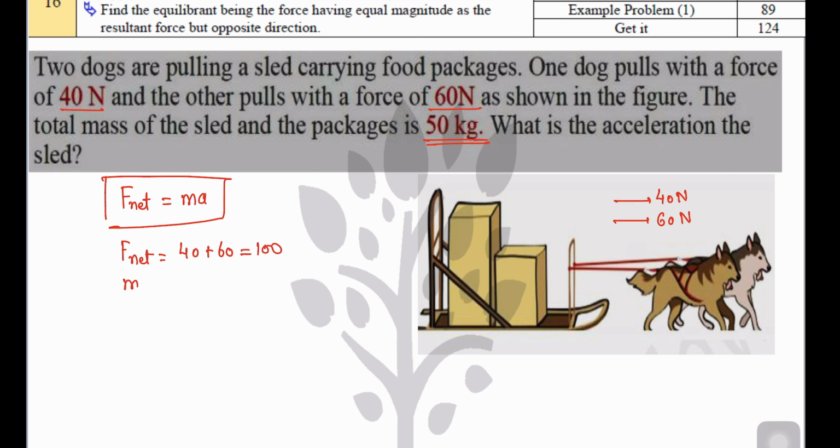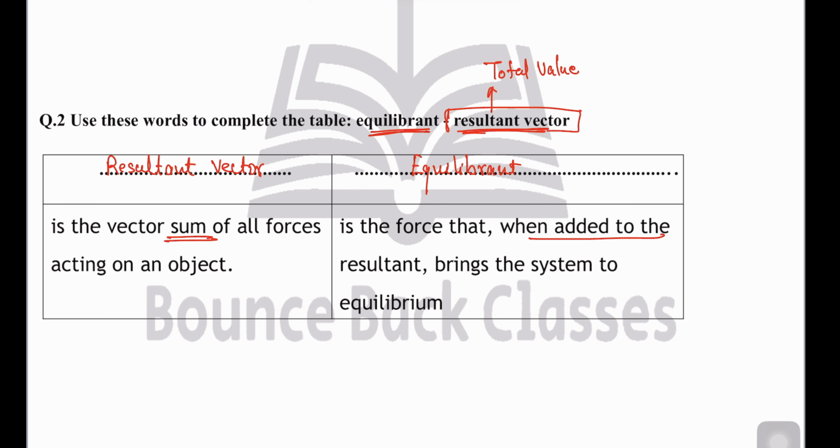Okay. Yes, use these words to find the table. Equivalent resultant vector. Resultant means total value, so it is the vector sum. Sum means all. So this is your resultant vector. Second is your equivalent. It is the force which, when added to the resultant, brings the system to equilibrium. Fine. It means the system will become in equilibrium, meaning F1 should be equal to F last, or you can say the net force.